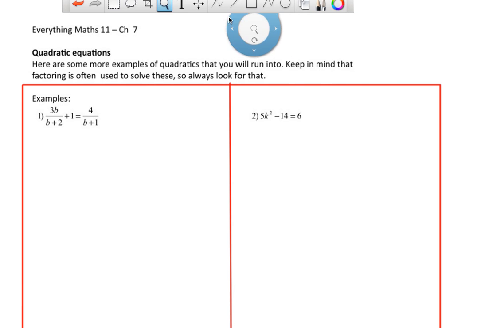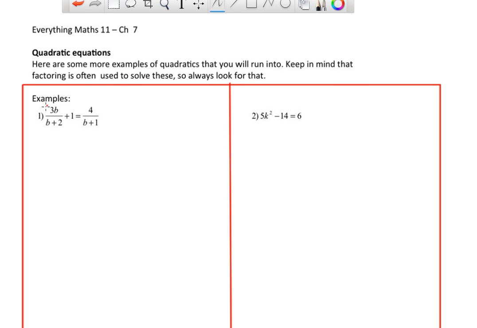Alright, let's solve some more quadratics. So you've seen how factoring works, and now let's look at a couple more examples where initially it looks maybe a little different, but ultimately we are still going to have to factor. So the first one here has fractions in it, and most of us don't really like fractions.